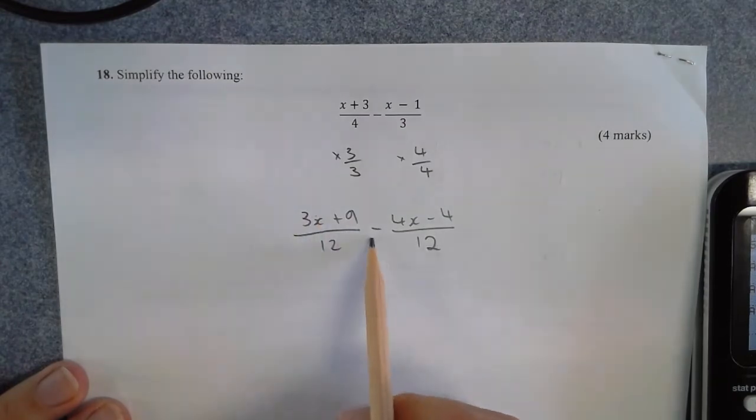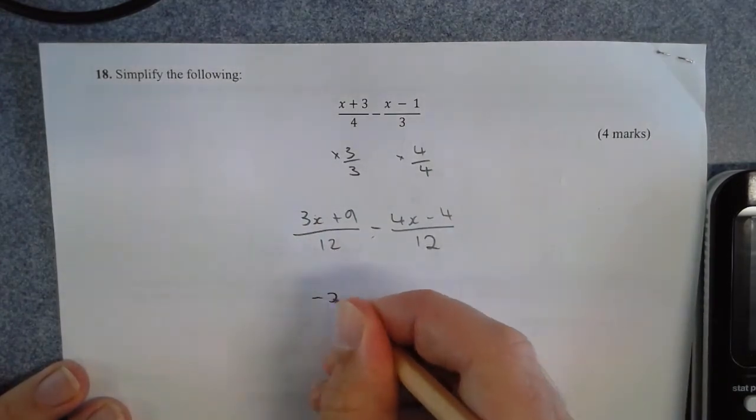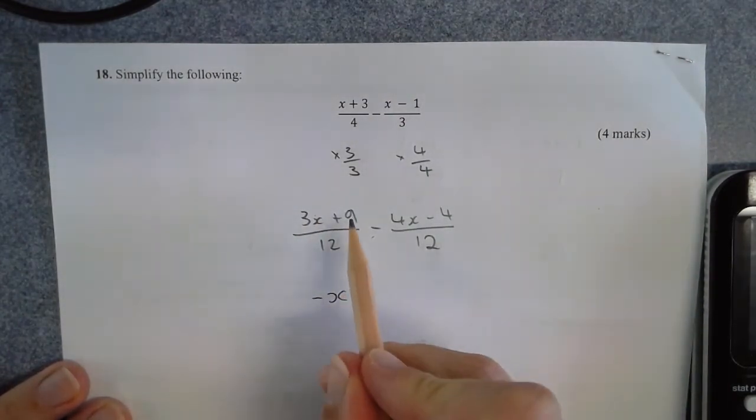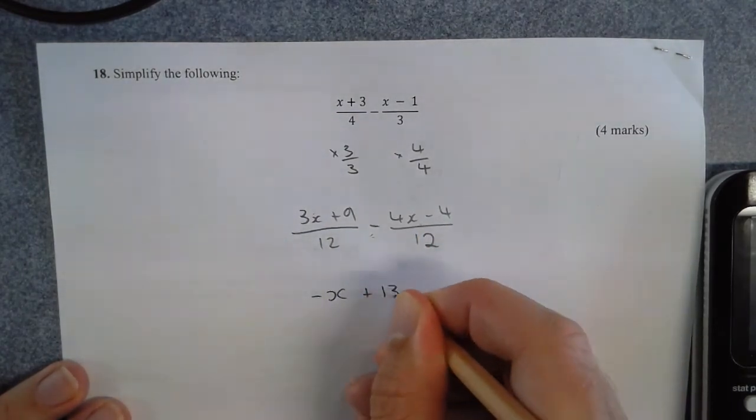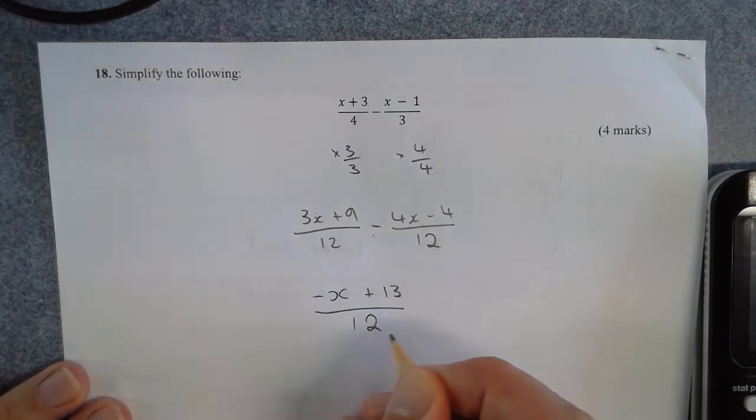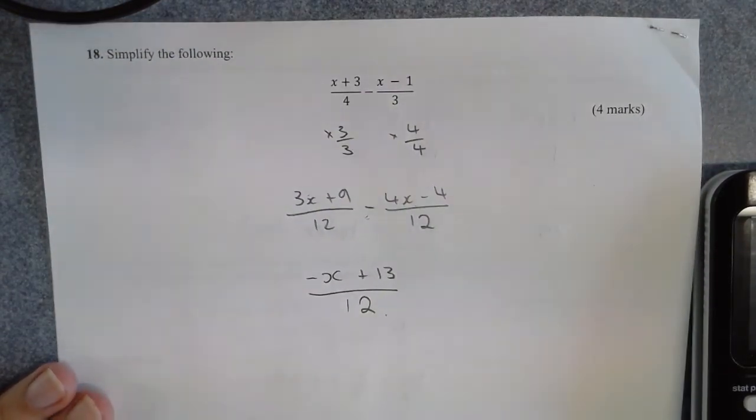So 3x take away 4x is minus 1x. We don't write the 1. 9 take away minus 4, made that a plus. 9 plus 4 is 13 over 12. There's our final answer. So that's how you get 100% on the Year 8 Algebra 2020 exam.